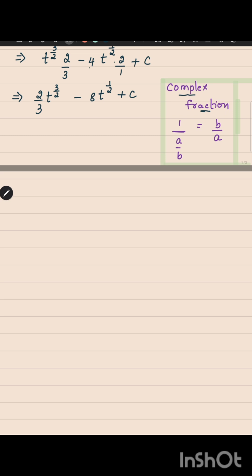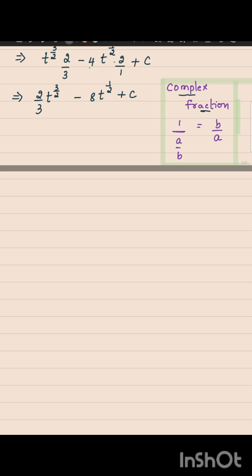To simplify further, we have to take common here. So how to take common? We have 2 by 3 t to the power 3 by 2 and 8 t to the power 1 by 2. If the numbers were simple like 2, 4, we could have taken the common very easily. But here we have fractions, right? And here also we have exponents. So let us learn how to take common.